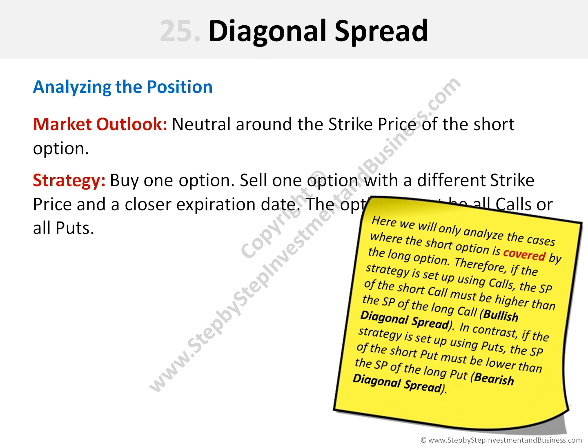Here we will only analyze the cases where the short option is covered by the long option. Therefore, if the strategy is set up using calls, the strike price of the short call must be higher than the strike price of the long call. This is what is called a bullish diagonal spread. In contrast, if the strategy is set up using puts, the strike price of the short put must be lower than the strike price of the long put. This is what is called a bearish diagonal spread.